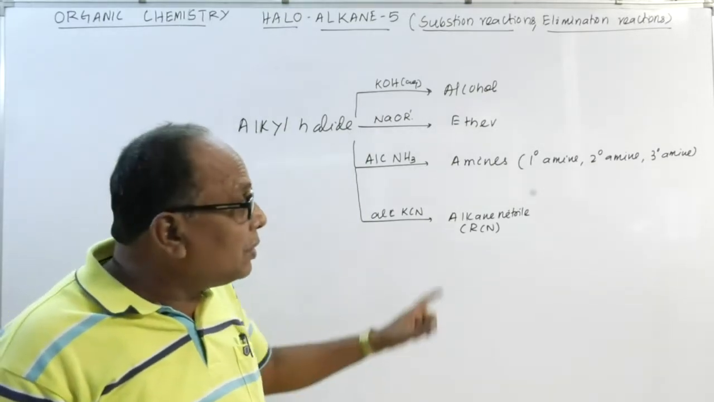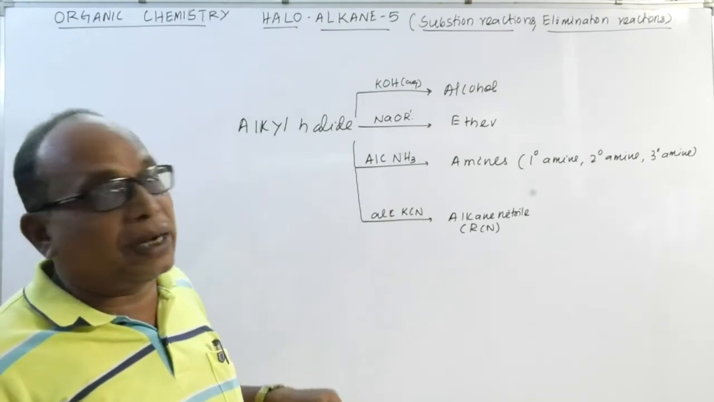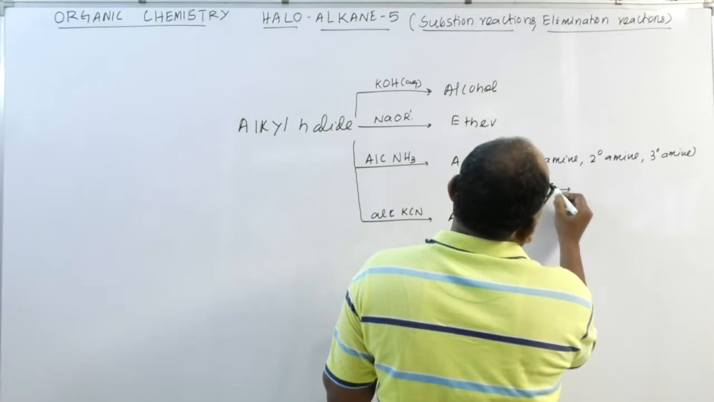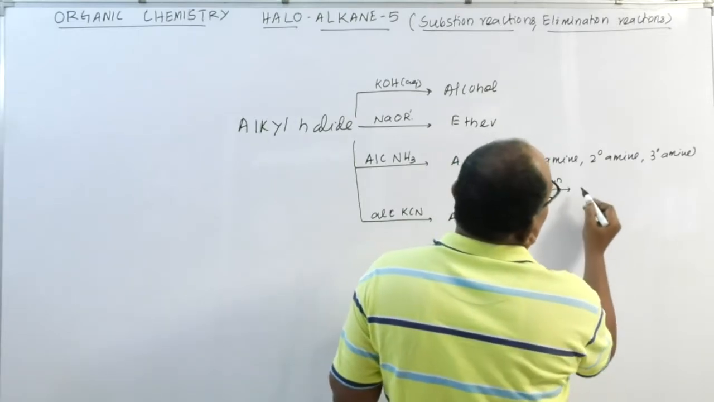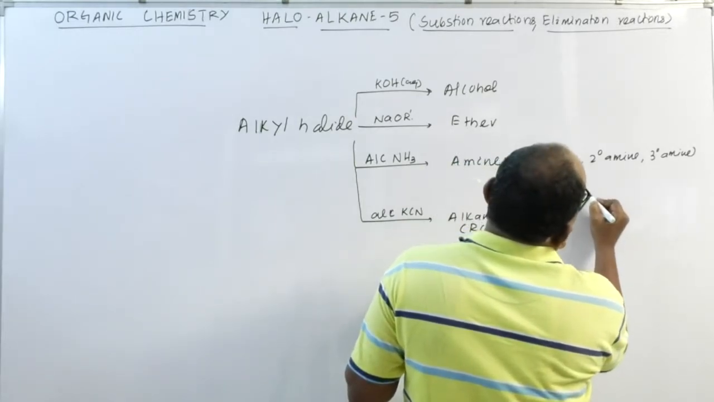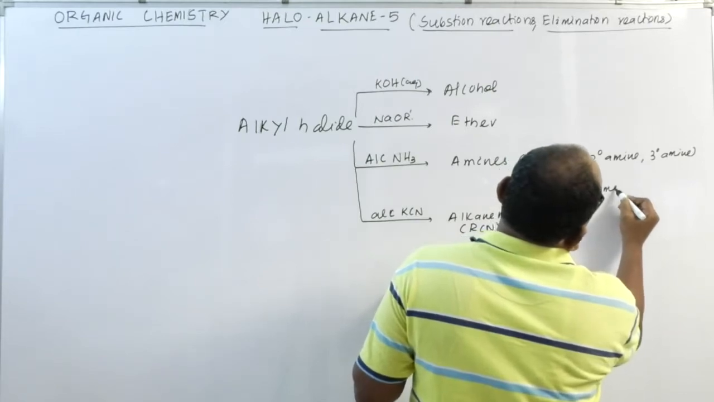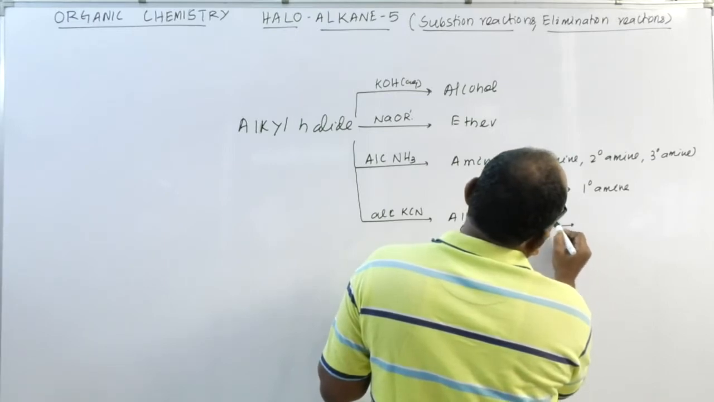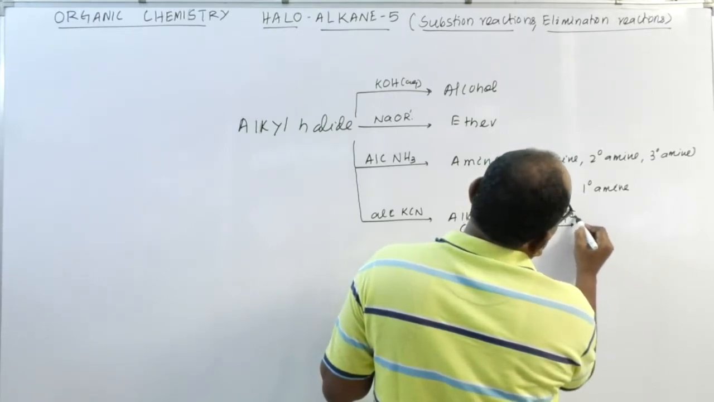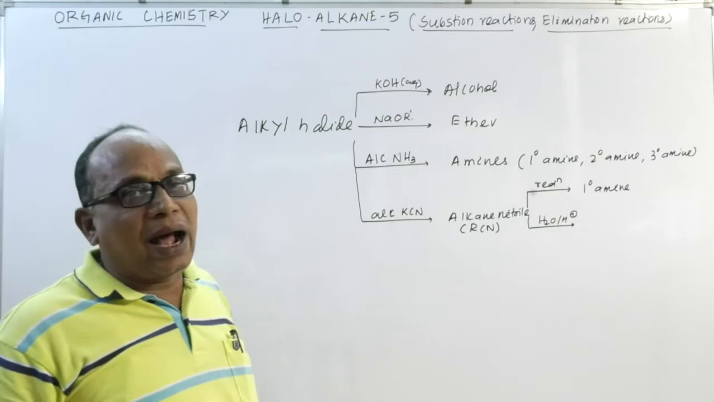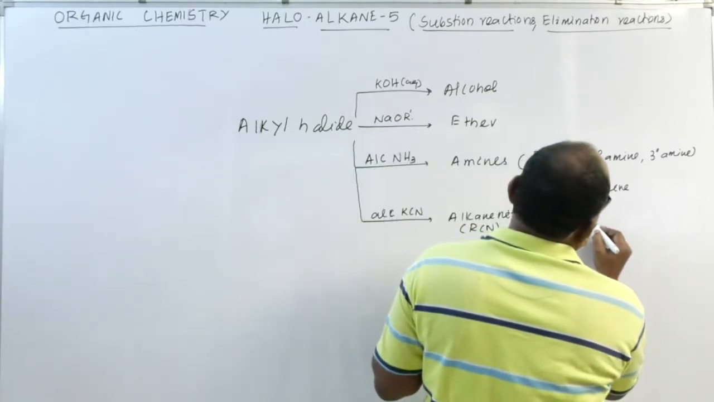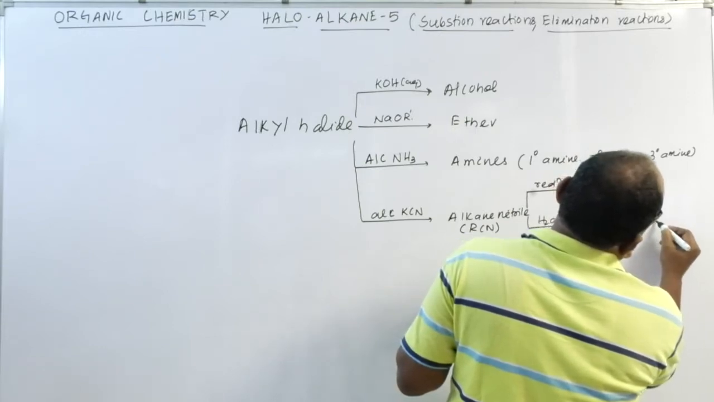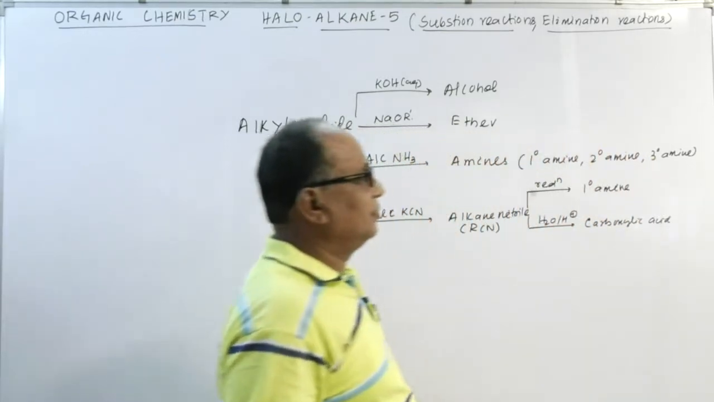nitrile. Again, this ethyl nitrile is one of the best intermediates, and this ethyl nitrile on reduction, means addition of hydrogen, gives you primary amine. And on hydrolysis in presence of acid, that is called acidic hydrolysis, it gives you carboxylic acid.